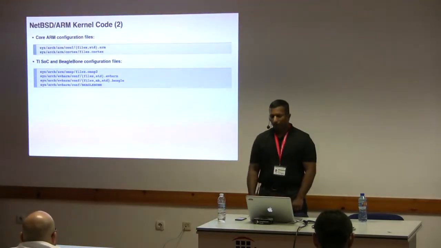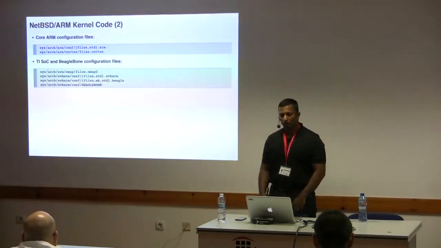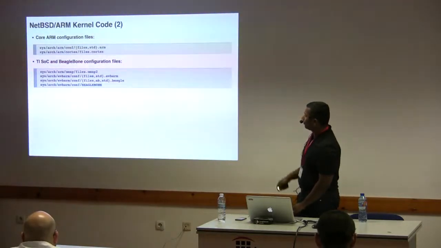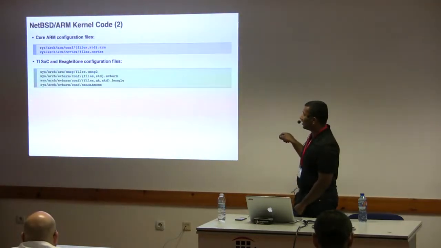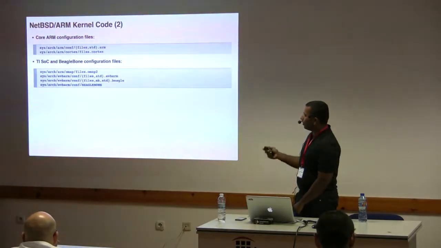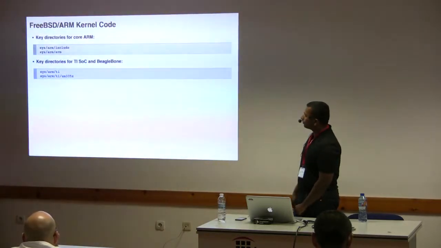Then the configuration files, if you want to figure out which files get built when you add the core ARM support, you look in this files.arm file, and std.arm has the various build options that are used to build ARM. You also want to look at files.cortex. For the BeagleBone and the AM335X stuff, you'll look at the OMAP2 file, the EVB ARM file, and the Beagle file. And this file, the BeagleBone, is the top-level BeagleBone kernel config.